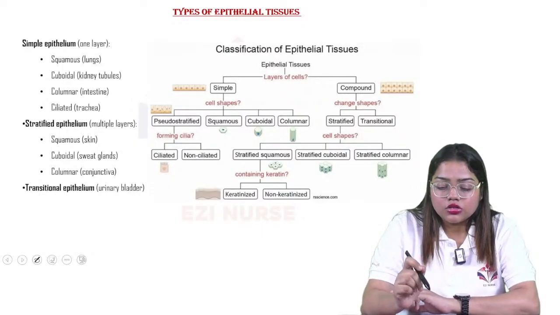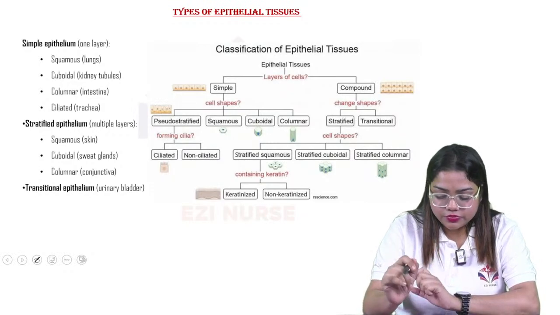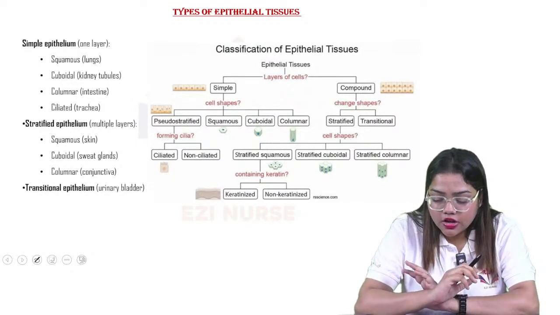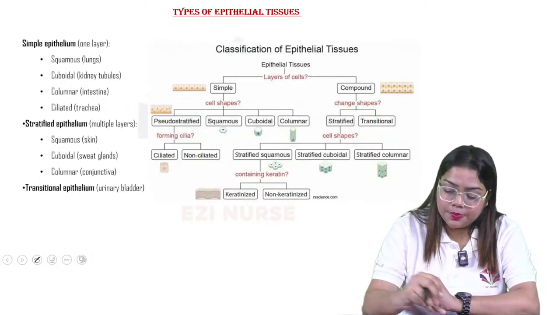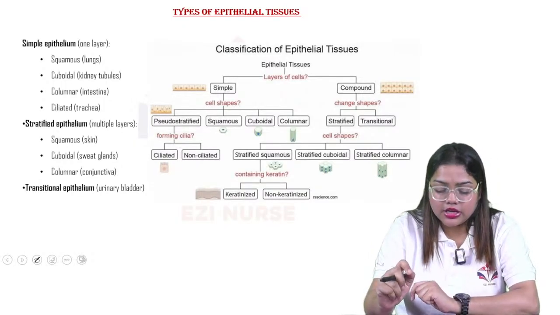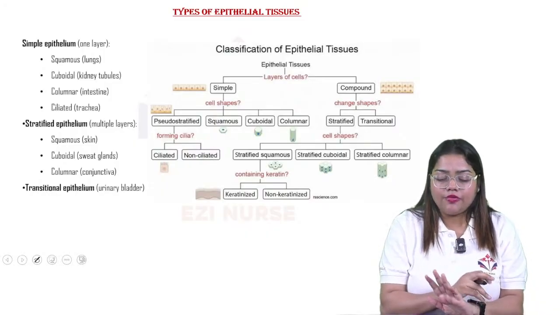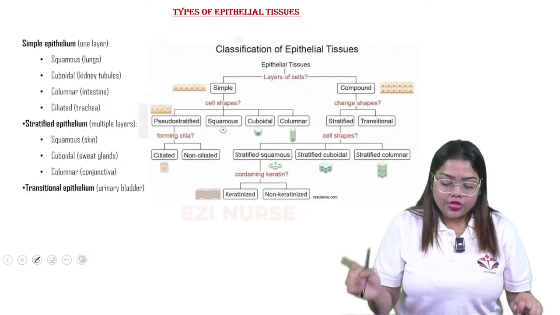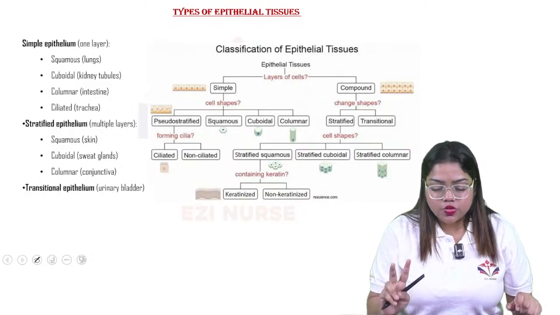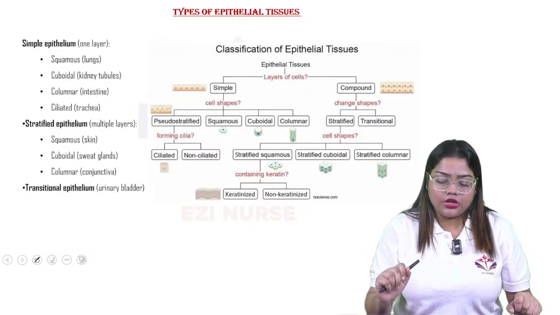So epithelial tissues are layers of cells. They are divided into two types, simple epithelium and compound epithelium. Simple epithelium has 4 types of epithelial cells: pseudostratified, squamous, cuboidal and columnar.